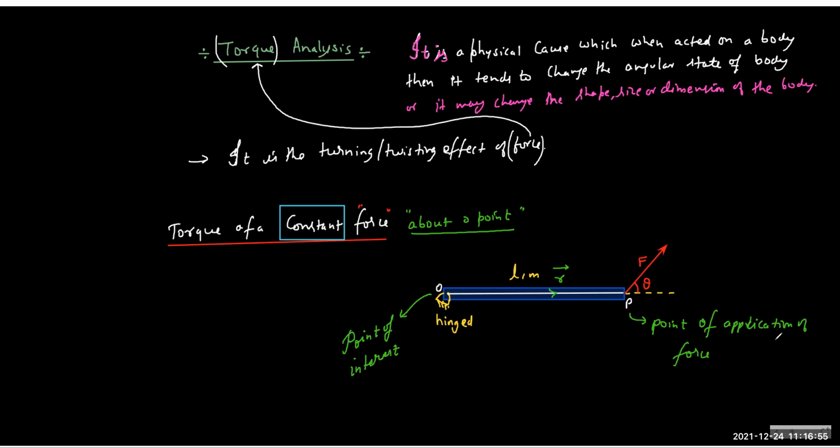Now the line which you join from the point of interest towards the point of application is called the R vector. These are all well-defined definitions. The next is the tip of the force, as you can see, and this is called the line of action of force. You need to always create a mental picture of these quantities in your brain to actually solve the problem.